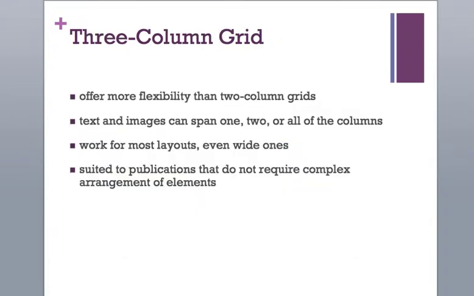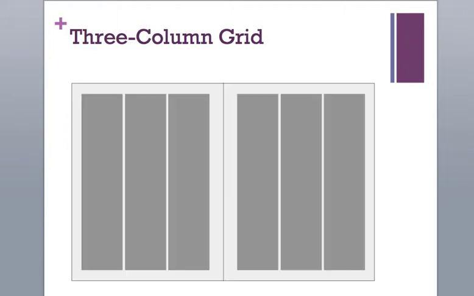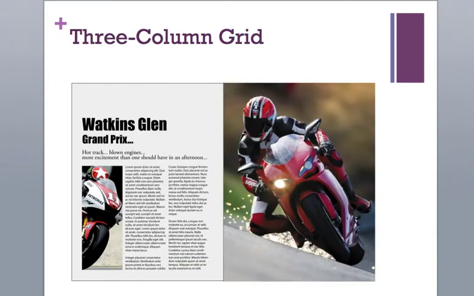Three-column grids we see a lot. Obviously, they offer more flexibility. The text and images can span one or all of the columns. It works for a lot of layouts, even wide ones. And it's again suited for publications that aren't real complex. And this is what a three-column grid would look like. And this is how you might use a three-column grid. Again, you see these a lot in magazines, pretty common there.